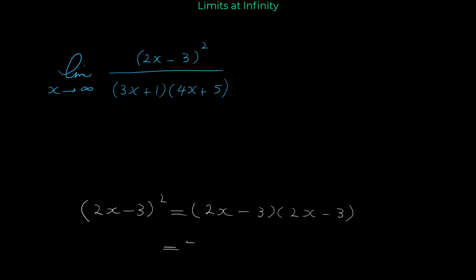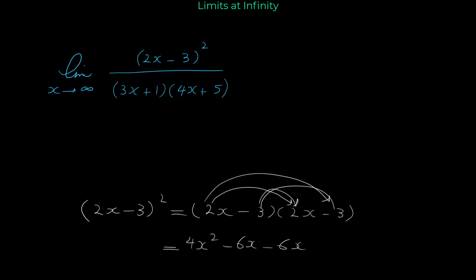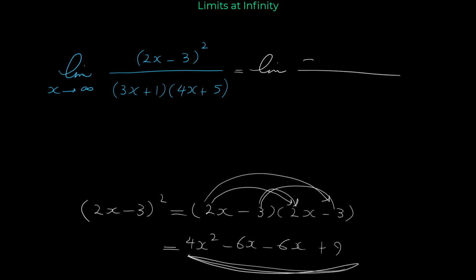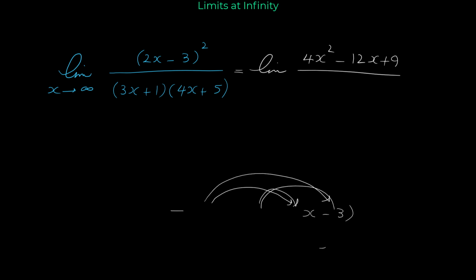2x times 2x is 4x to the 2. Then negative 6x and another negative 6x from here, and finally 9, which if you simplify this, here we can write limit of 4x to the 2 minus 12x plus 9, because negative 6x and negative 6x is negative 12x.